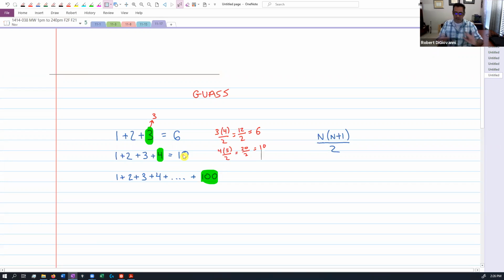Looks like it works. Now, just because it worked twice doesn't mean it works forever, right? Maybe it's a coincidence, but it does work forever. And the formula was known already, okay? So Gauss was not the first person to ever come up with this. When the teacher turned it over and saw the formula, the teacher knew the formula.